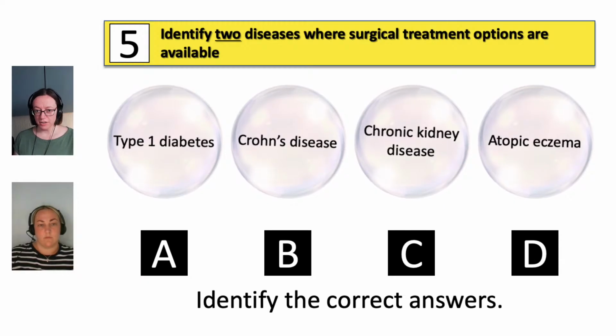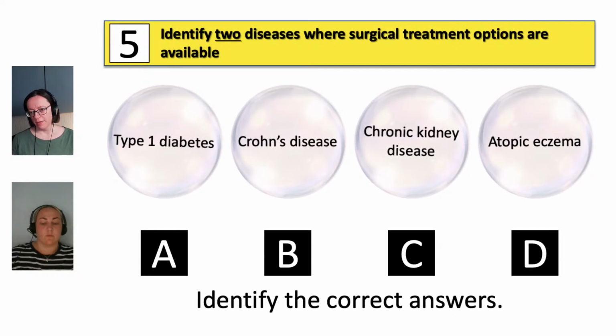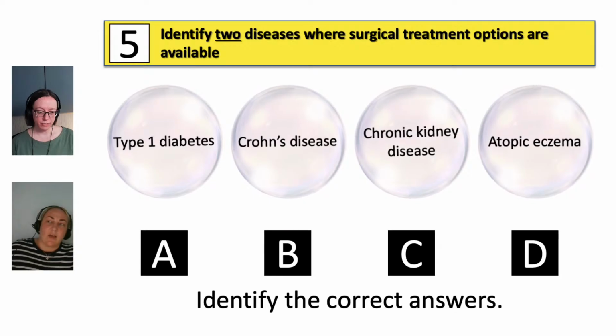So I think this is the last one of the multiple choice. Can you identify 2 diseases where surgical treatment options are available? So can you have surgery for type 1 diabetes? Can you have surgery for Crohn's disease? Can you have surgery for chronic kidney disease? Can you have surgery for atopic eczema? So think about what you know about surgery, and then what you know about these diseases, and then give me 2 where you could have surgery. Not everyone does, but it's an option.